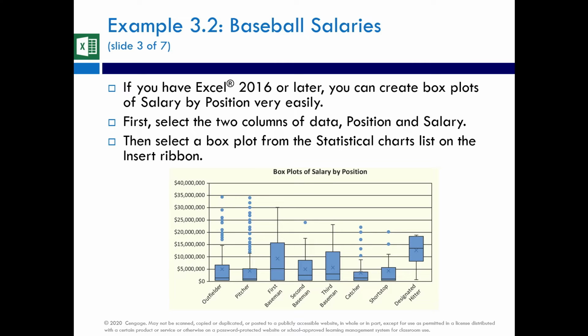If you have Excel 2016 or later, you can use the box plot to show salary by position. First, select the two columns of data, position and salary, then select the box plot from the statistical charts, and you'll get it. As you can see in the chart, some positions have medians around $5 million, with highs going up. That's the average. This shows the distribution of the data.